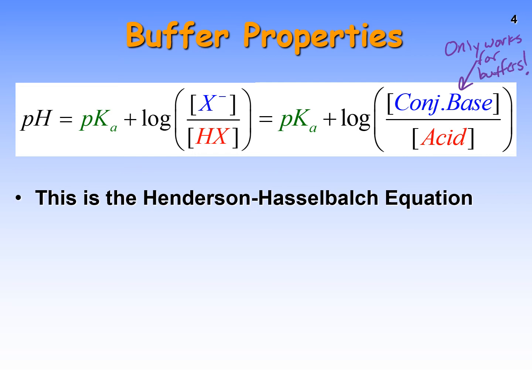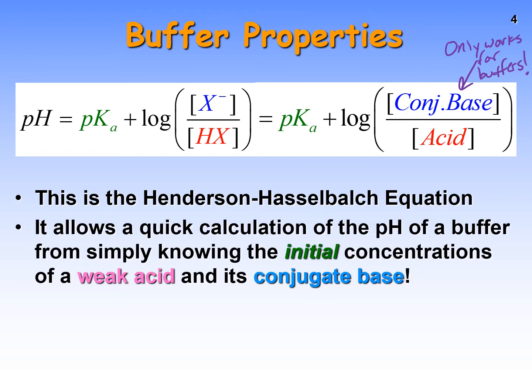There are also some other limitations here, but calculating pH using this equation is so much easier than calculating it using ice tables. And so it's super handy. This allows for the quick calculation of pH of a buffer as long as we know these initial concentrations.